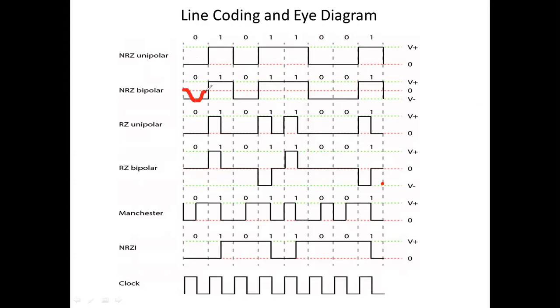Zero will be represented negative with the sync. One will be represented with a positive sync. By the time return zero, okay. So something like this, then one.